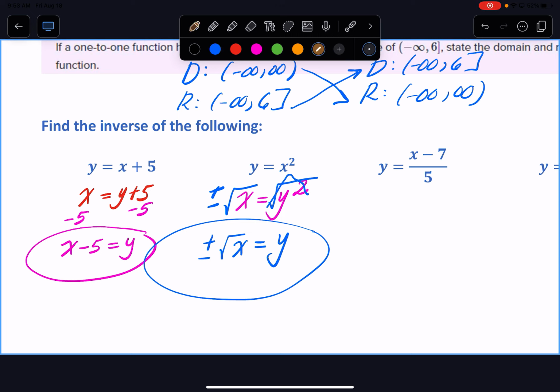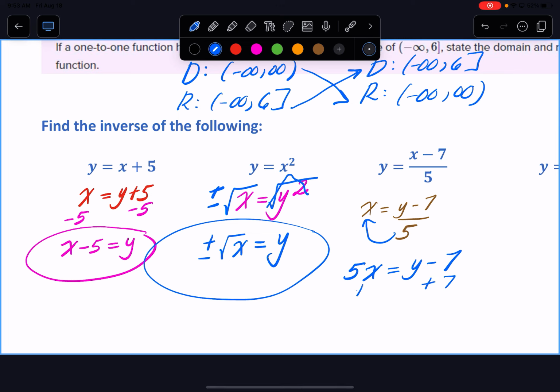Okay, right here, let's do this next one. Find the inverse. We switch x and y. Solve for y. What will we do? You got to go in the correct order. What would be the first step? Times by 5. So we have 5x equals y minus 7. Okay, next step to get y by itself. Add 7. So then we have 5x plus 7 equals y. Boom, there's our inverse.